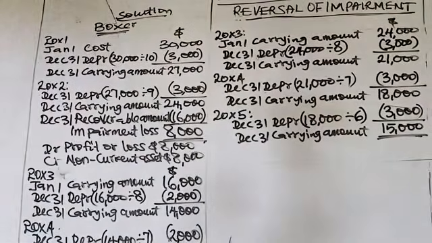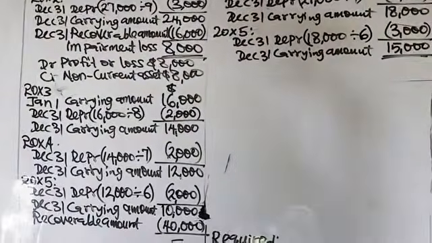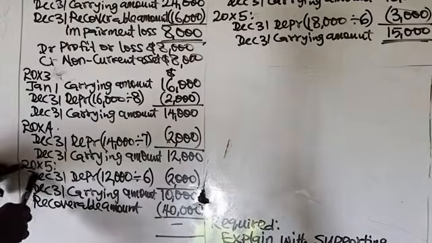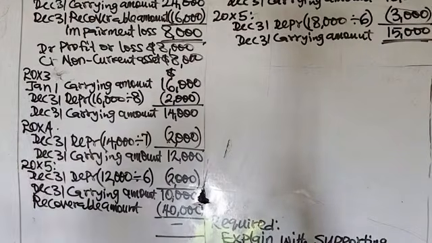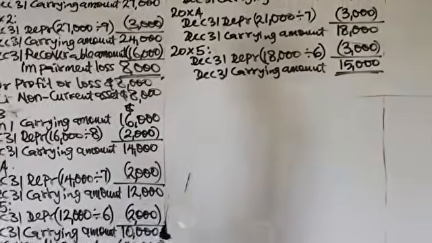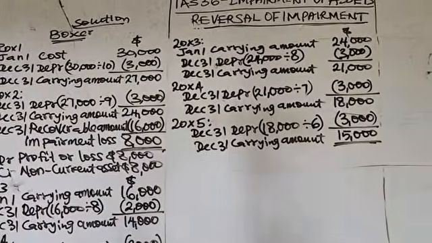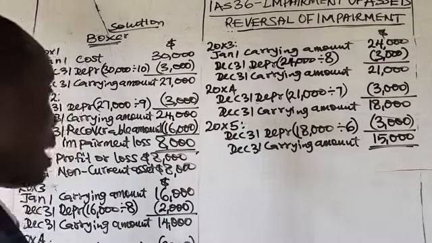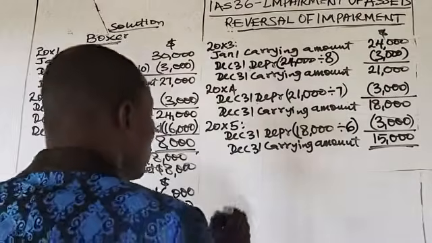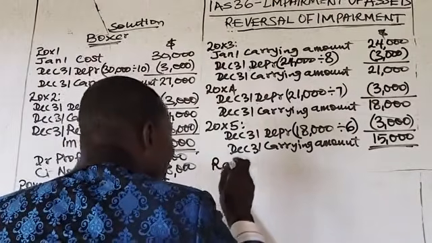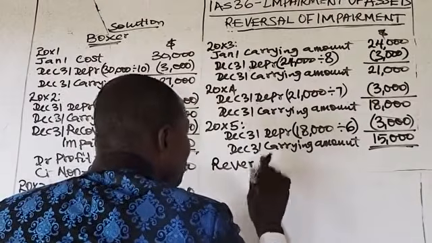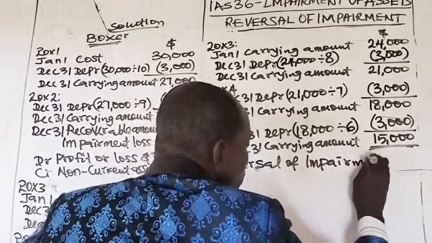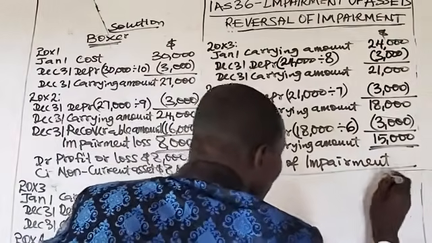But if the impairment loss has been recognized, as at December 20x5, the carrying amount was 10,000. If there is no impairment, the carrying amount was 15,000. Without impairment, the carrying amount is 15,000. With impairment, the carrying amount is 10,000. How much will be the impairment loss that will be reversed? So we have reversal of impairment. The amount you will reverse.